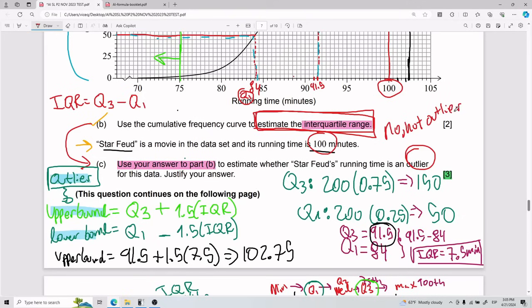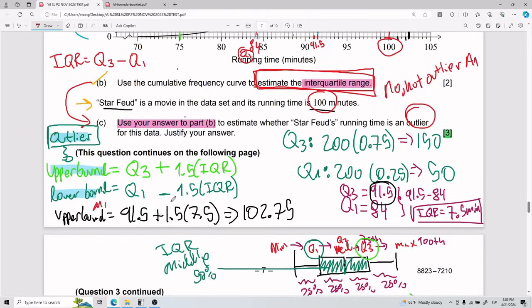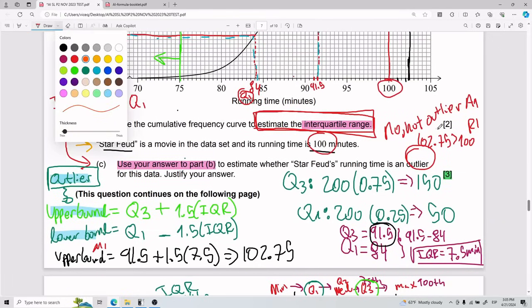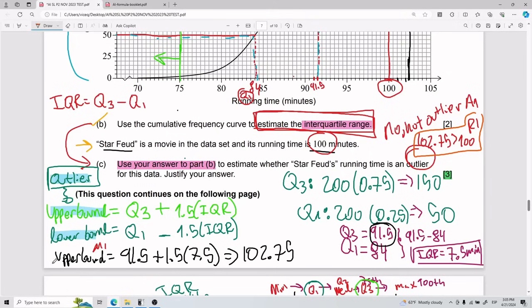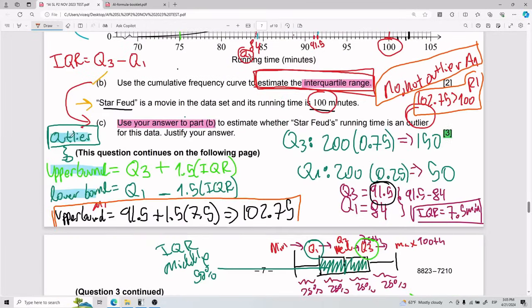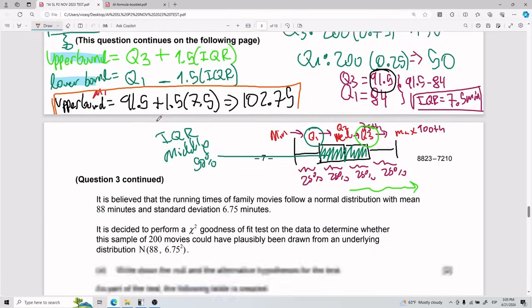So on the one hand, that gives you an answer point. For your method, this is a method point right here. And your strong justification, your reason, is that 102.75 is bigger than 100. So this is your reasoning point here. This is your method point for using the formula. And this is your answer, stating the obvious: no, not an outlier. All right, guys, those are your 3 points. Fairly easy. One of the formulas you just gotta memorize, not in your formula booklet. All right, let's keep going.